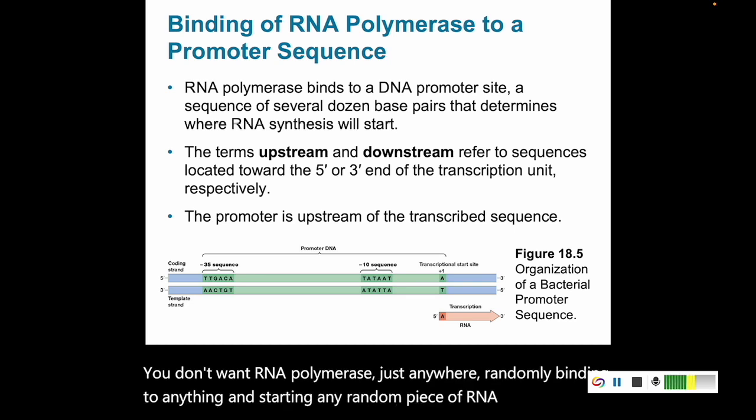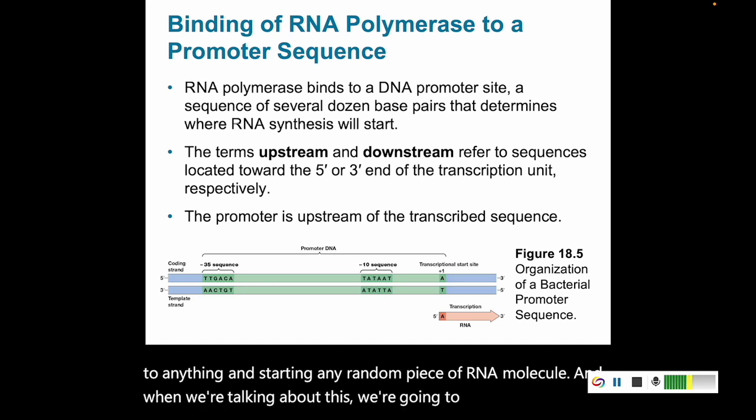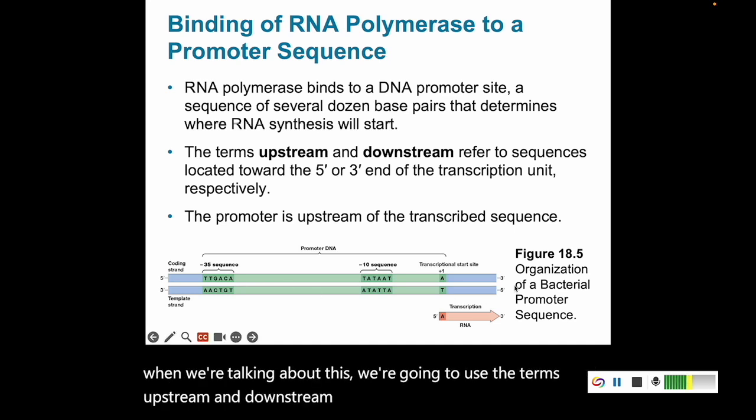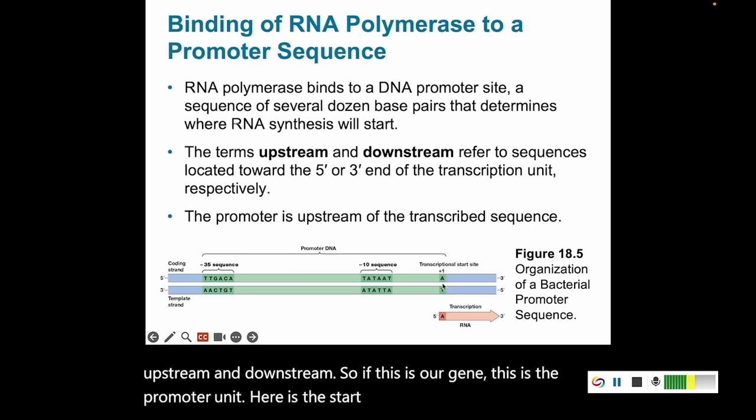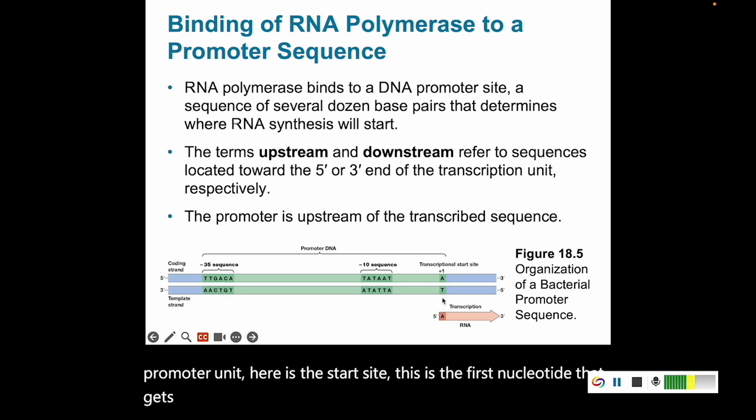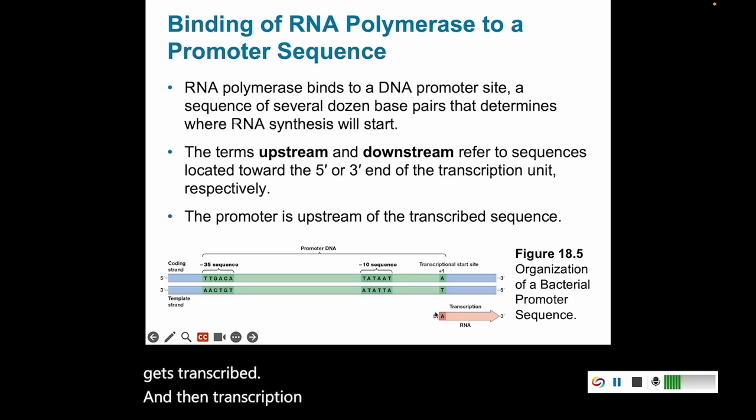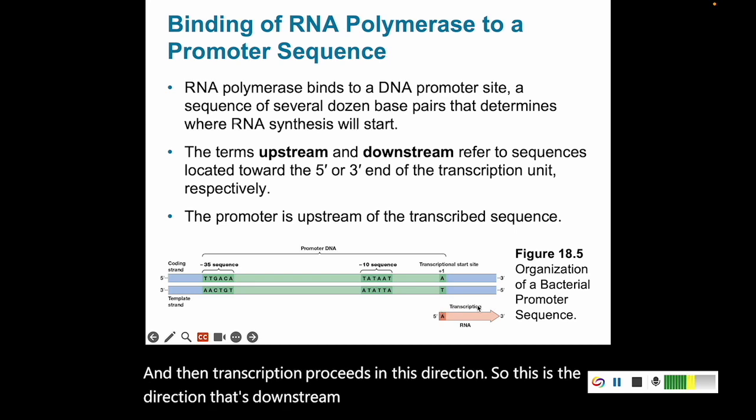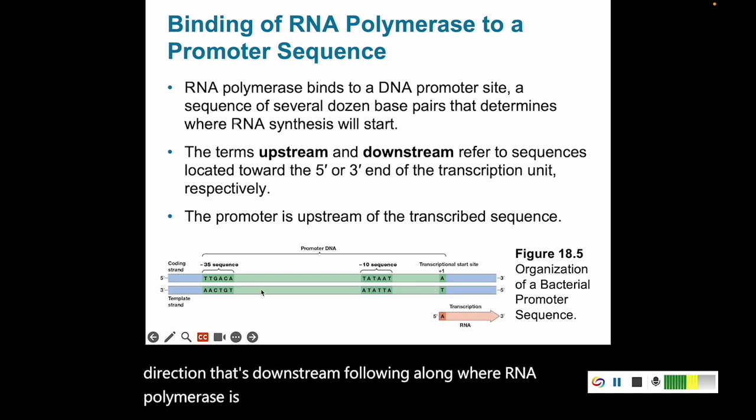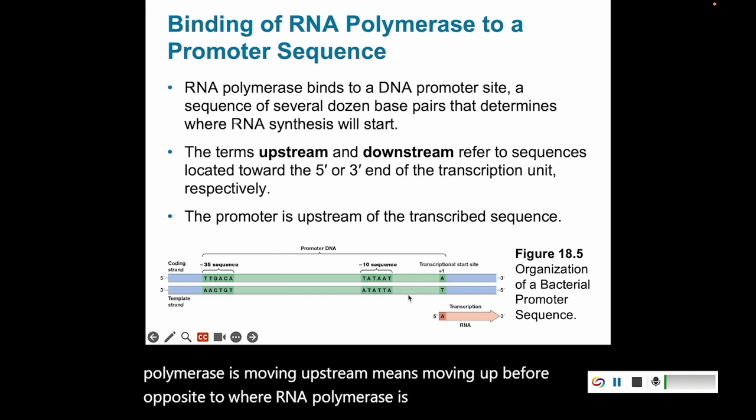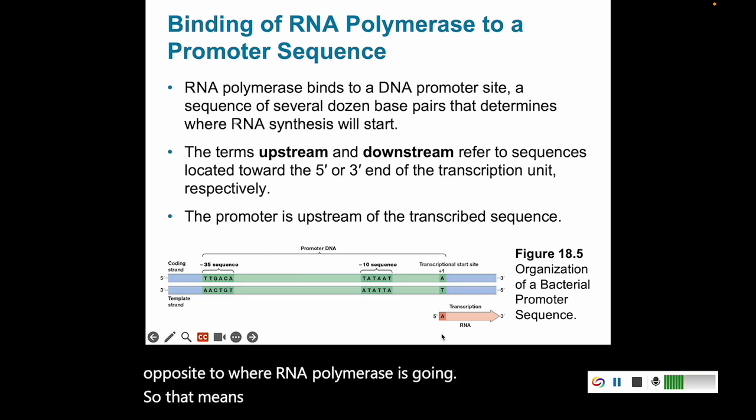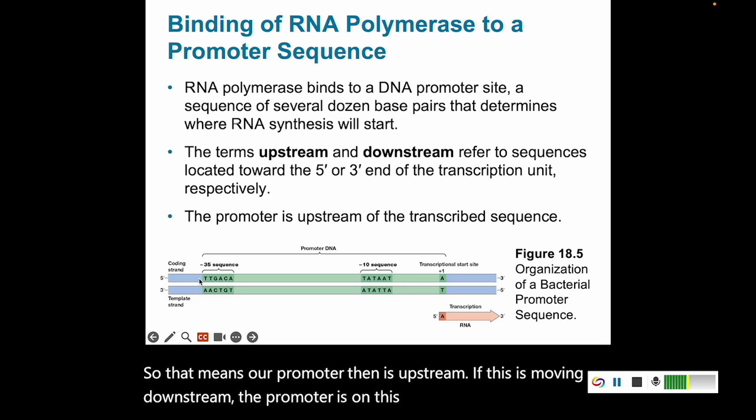molecule. And when we're talking about this, we're going to use the terms upstream and downstream. So if this is our gene, this is the promoter unit, here is the start site. This is the first nucleotide that gets transcribed, and then transcription proceeds in this direction. So this is the direction that's downstream, following along where RNA polymerase is moving. Upstream means moving up before, opposite to where RNA polymerase is going. So that means our promoter then is upstream. If this is moving downstream, the promoter is on this side. It's upstream of the transcribed sequence.